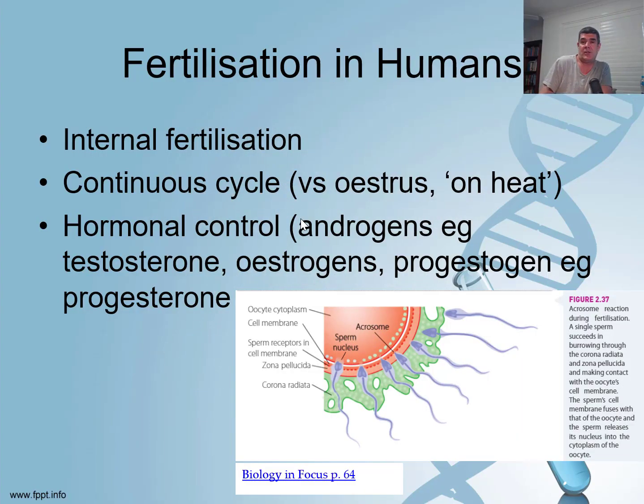What about fertilization? Well, fertilization in humans is one of the internal fertilization methods that we've talked about in previous videos. And humans are involved in a continuous breeding cycle. That is, they're fertile almost all of the time and prepared to breed. This is not the case for a lot of animals.